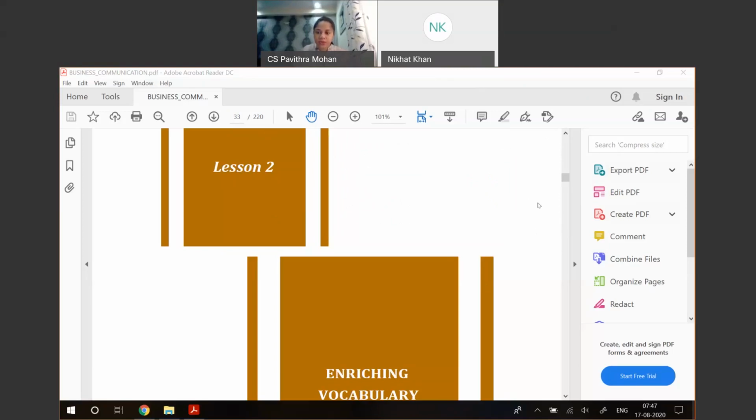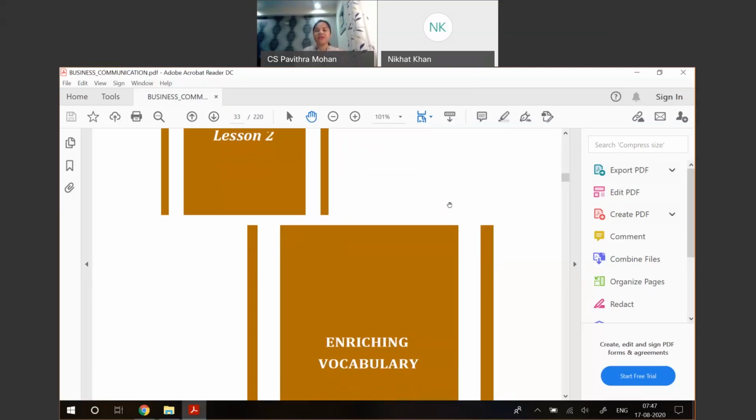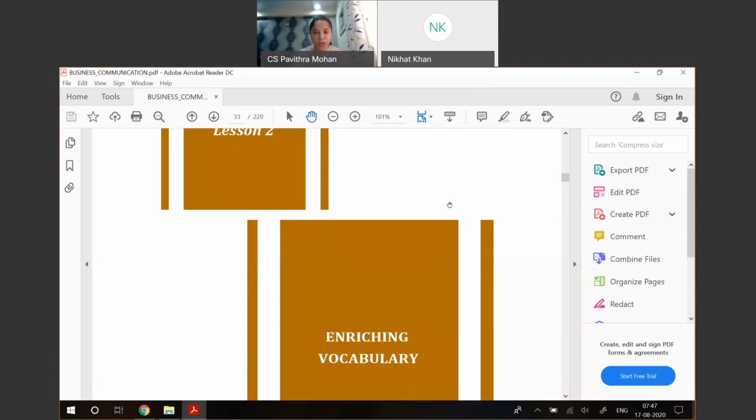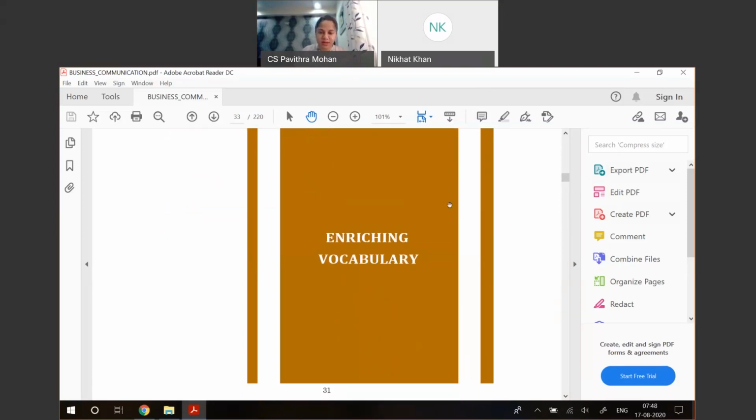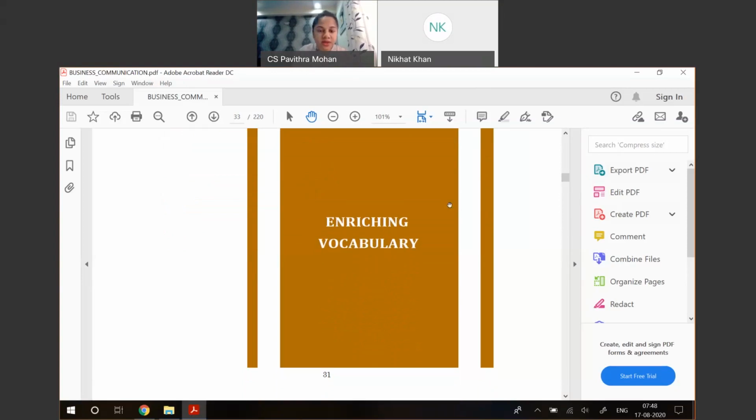So, in the previous class we completed a quick revision on chapter 1, and today we are going to start with chapter 2. If possible, I'll also run through chapter 3, and we'll see how fast we can complete the revision within the allotted time. So today we are going to start with enriching vocabulary.